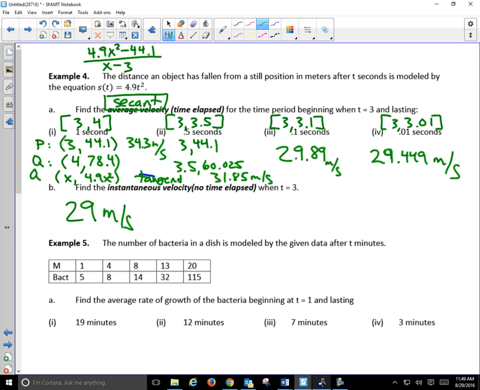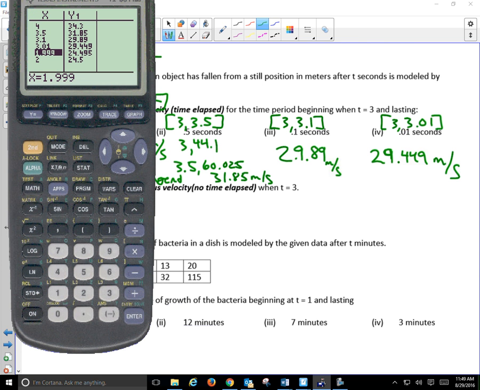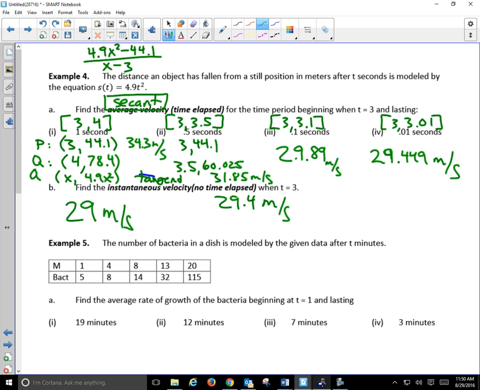Well, I mean, there's lots. We don't know for sure until we really look at the table a little bit more. Notice if I go 3.00001 and then 3.00001, you can see that it looks like it's actually headed to 29.4. But you wouldn't know that unless you carried it out a little bit further, right? So either one of these is an acceptable answer, okay? Based off the data that we have, both of these seem quite reasonable.